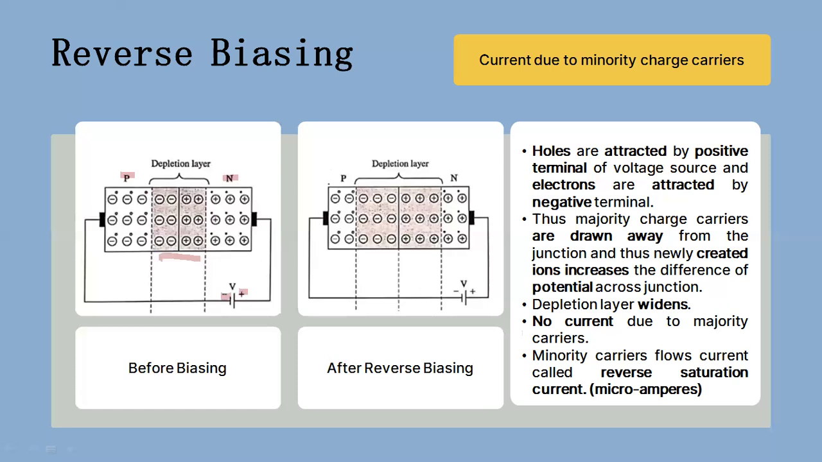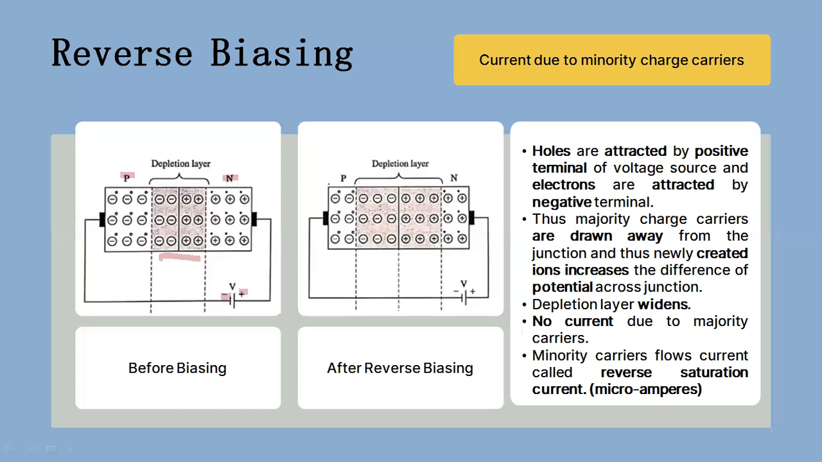But there are some minority charge carriers which will be flowing from P to N type, and this is called your reverse saturation current. So in reverse bias condition, we'll be having a very small amount of current, and that is because of your minority charge carriers, and it is called your reverse saturation current.